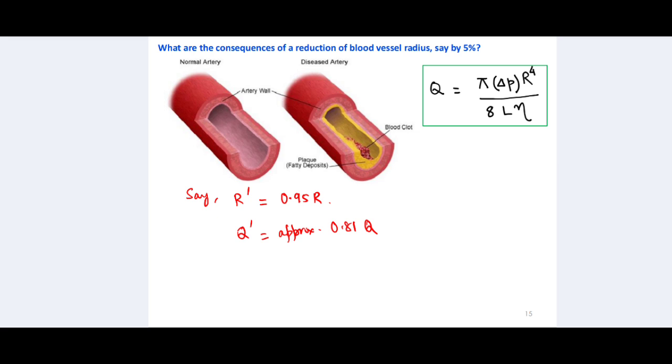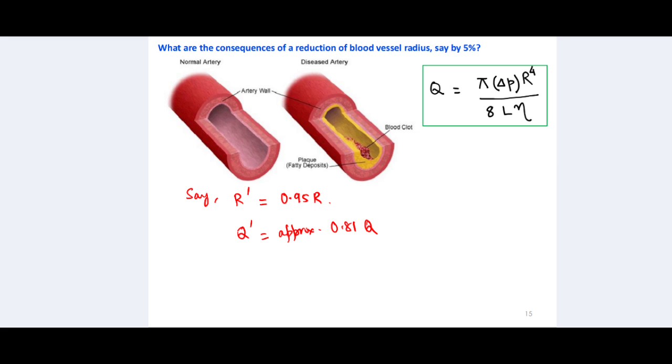So you're losing 19% of your blood. That is, you're reducing your blood flow by a very significant amount, by a very slight reduction in the diameter of your blood vessel. Okay, so that obviously has a lot of consequences.